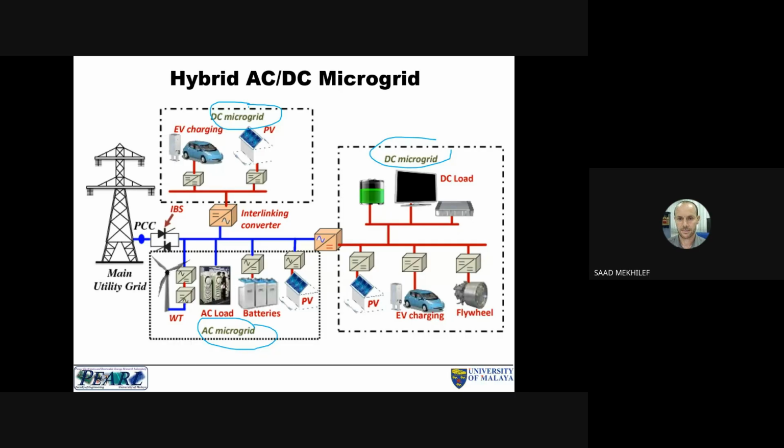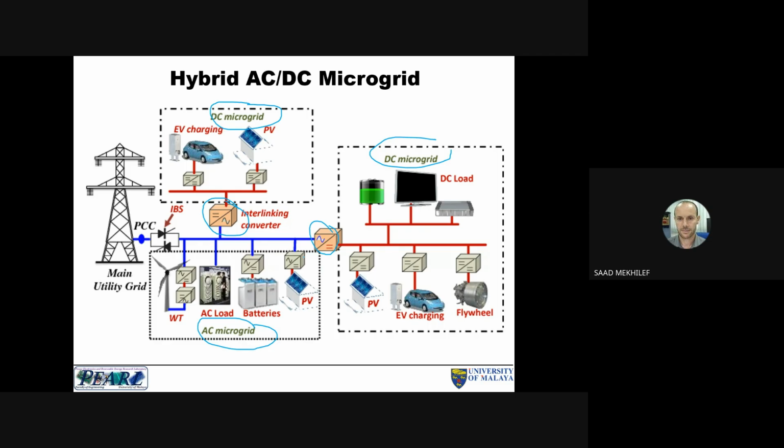In order for us to communicate with each grid, for example from DC to AC, you need this inverter. One of the main characteristics of this inverter is that it has to be bidirectional, and this one also. These interlinking converters have to be bidirectional because power should be able to flow from one microgrid to another microgrid. We can see here we have 2 DC microgrids, but they have to go through the AC bus, so they are connected through the AC bus.